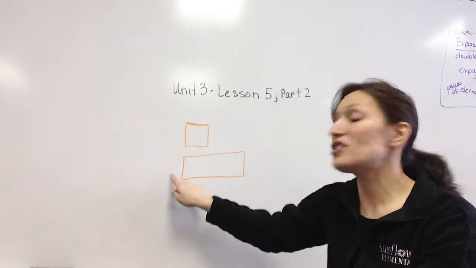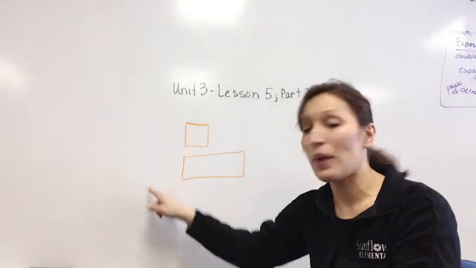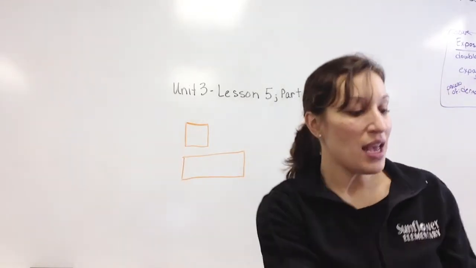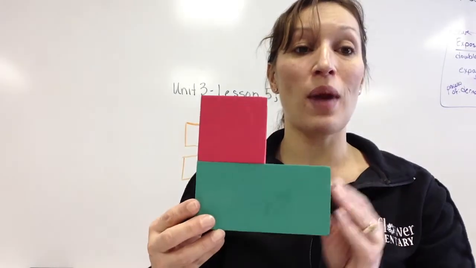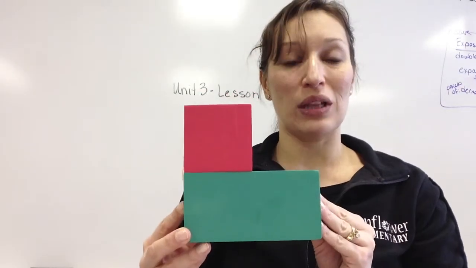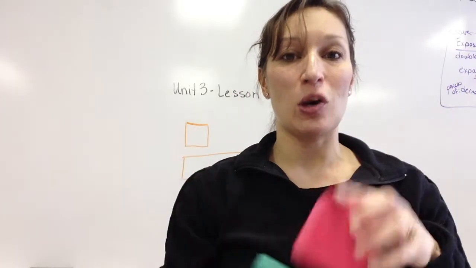Okay? So these two 2D shapes, the square and the rectangle are related, and these two 3D shapes, the cube and the rectangular prism, are also related. And we use their faces to help us figure that out.